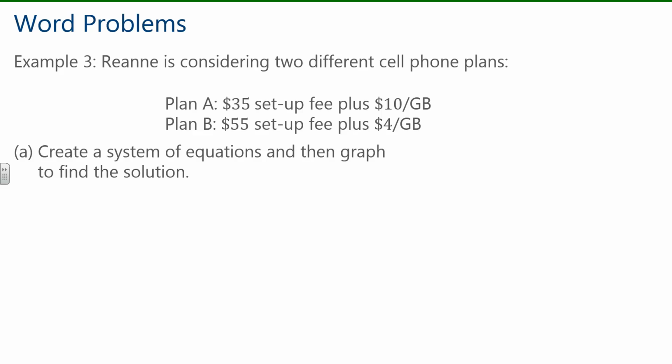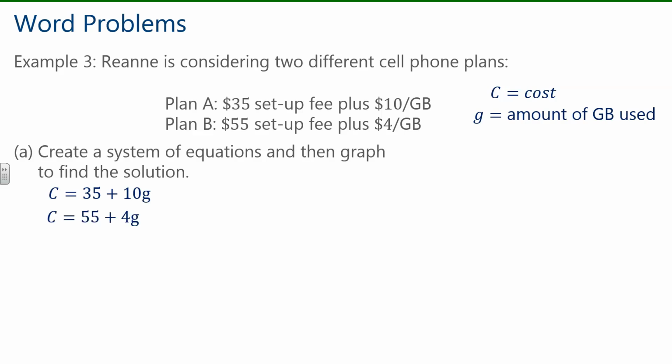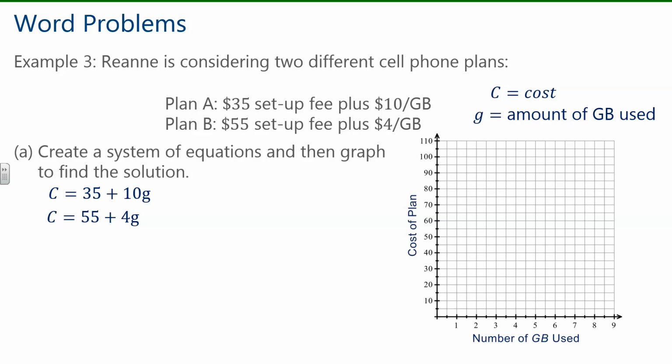So to create our system, let's first define some variables. We can let C equal the total cost and G be the amount of gigabytes used. Now for a system, we can have one equation being C equals 35 plus 10G for plan A, and then C equals 55 plus 4G for plan B. So now that we got our equations, let's go ahead and graph them on this grid.